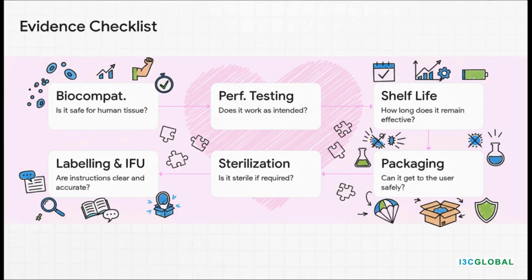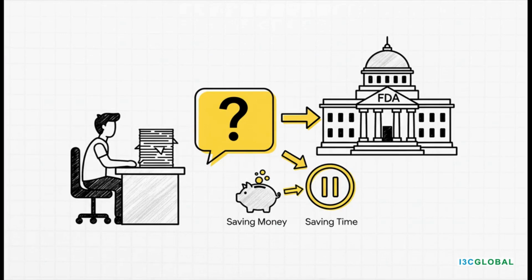And look, every single one of these things, every checkmark is a piece of the puzzle. And it's all about one thing, patient safety. Now, check this out. The process has this awesome optional step built in. It's called a Q submission. Think of it as a pre-game huddle with the FDA. Before you submit your whole giant package, you can actually go to them, ask questions, and get feedback.